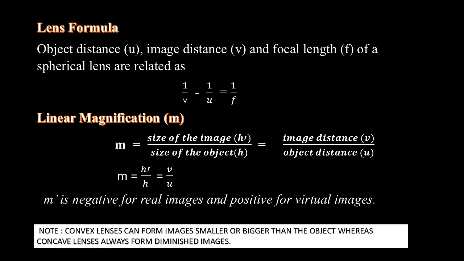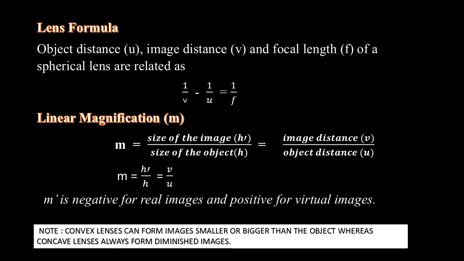Now next is linear magnification, noted by the letter small m. Linear magnification, as we know, is the ratio of the size of the image to the size of the object, that is h dash by h. Or it is also the ratio of the image distance to the object distance. In mirrors, children, you remember the magnification formula for mirrors has a minus sign. But here, the magnification formula for lenses has no minus sign.